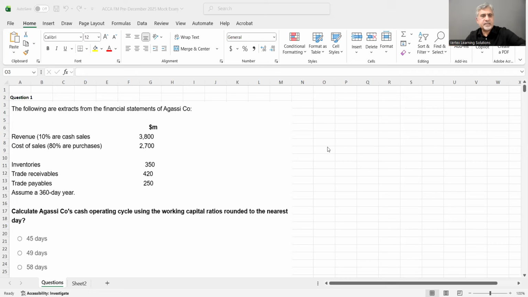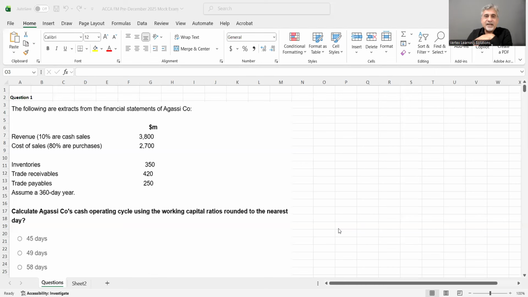Okay, this is the ACCA sample mock exam for December 2025. It's going to be a mix of questions. We'll try to do section A and section B. I will give explanation where it is absolutely necessary. Otherwise, I will not spend a lot of time explaining every question. I mean, I will be explaining, but I'll try to manage time somehow, which I'm sure I will not be able to. Anyways, we'll see.